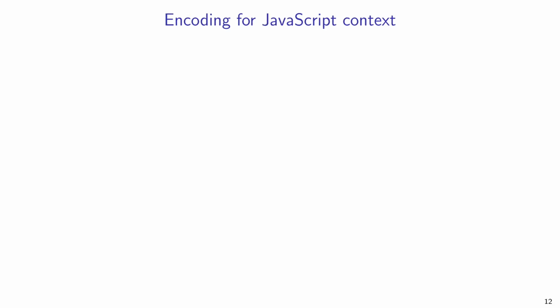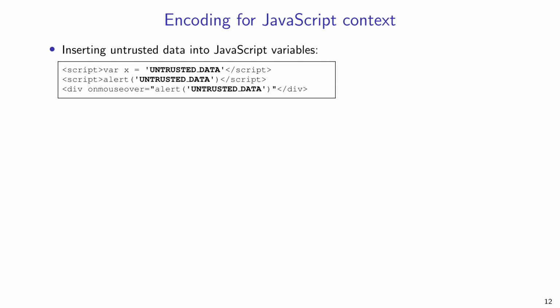Let's look at the encoding for the JavaScript context. The JavaScript context refers to a situation where we are inserting untrusted data in JavaScript variables. So the only safe location for placing variables in JavaScript is inside a quoted data value. All other contexts are unsafe and we should not place variable data into them.